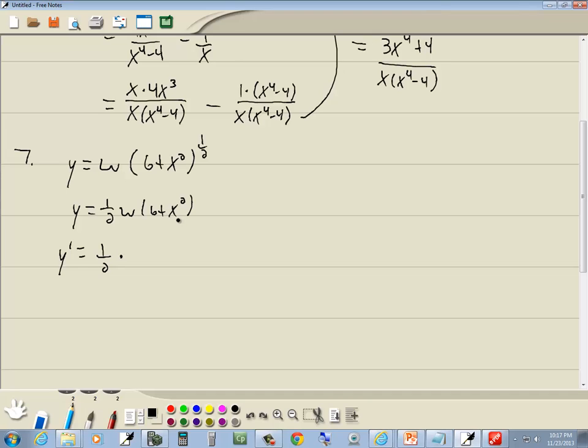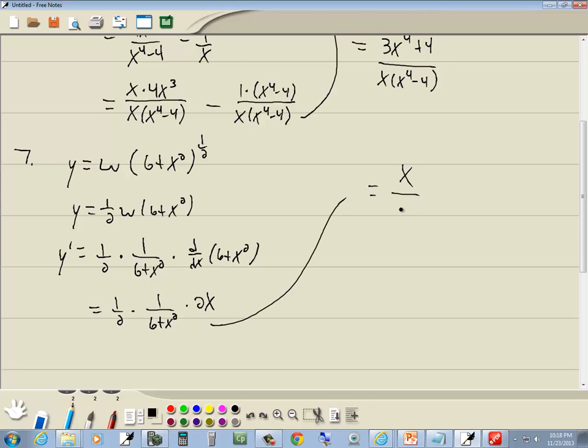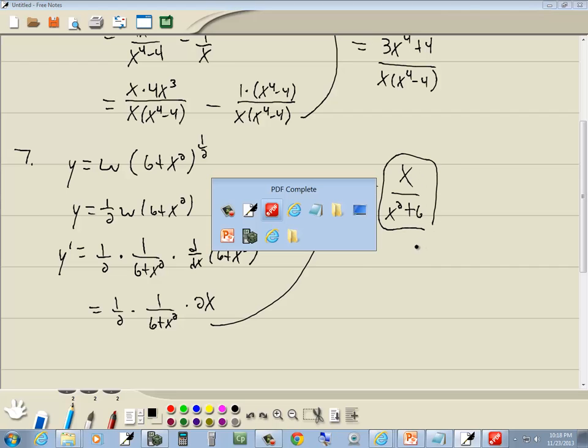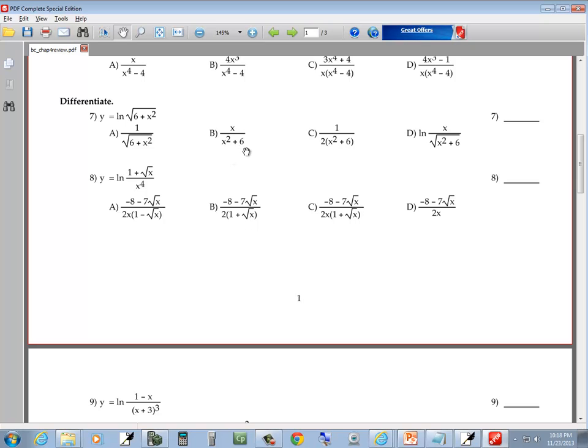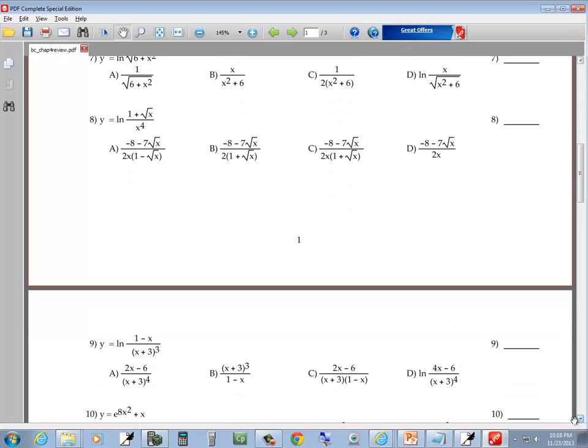The derivative of natural log of 6 plus x squared is 1 over 6 plus x squared times the derivative of 6 plus x squared. It's always 1 over whatever's in your parentheses times the derivative of what's inside the parentheses. So it gives us 1/2 times 1 over 6 plus x squared times the derivative of 6 plus x squared is 2x. Well, this 2 is going to cancel that 2, and that's going to give us x over, I'll put these in standard form, x squared plus 6. X over x squared plus 6. Looks like B is the answer on that. Let's look at number 8.